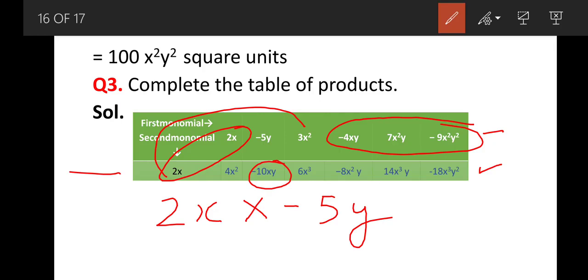I think you must have understood all these parts. If you have done all these parts with complete steps, that is fine. Otherwise, you are supposed to complete every part with complete steps. I hope these concepts will help you to complete your homework from your NCERT book.